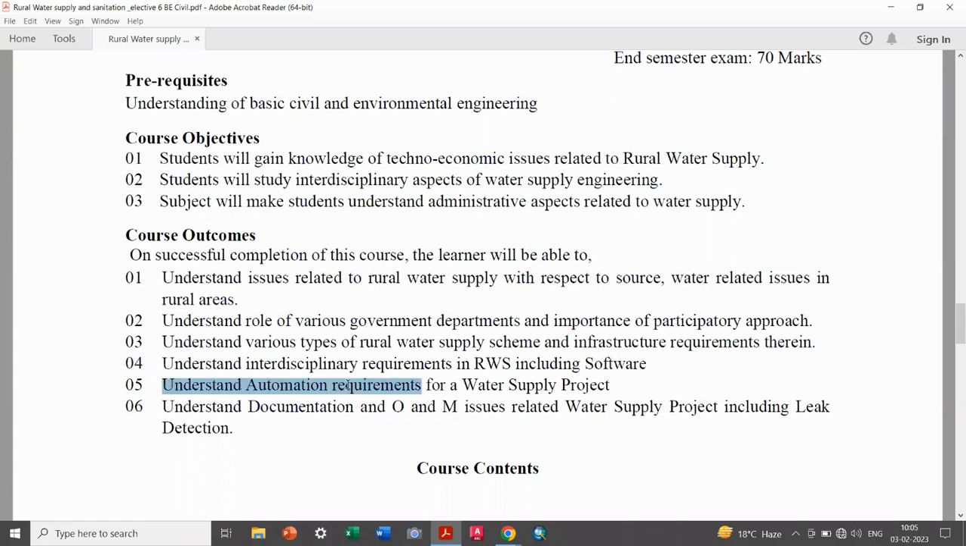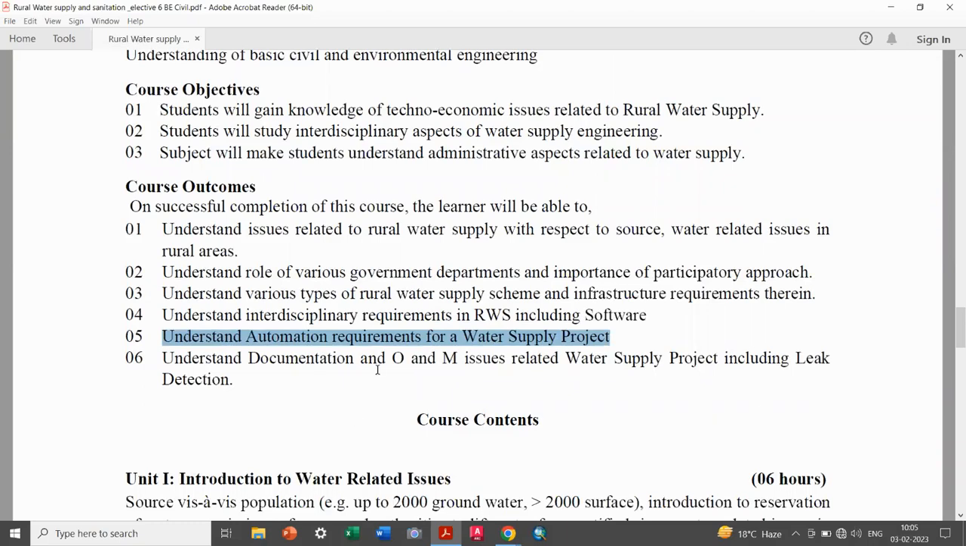Some machinery part related to fluid mechanics will also be considered: design of the pipeline system, different losses, head required, and the HP, that is the size of the motor required, considering the discharge or the volume of water to be pumped at a particular place. Then understand documentation and operation and maintenance issues related to the water supply project, including leak detection. There may be many issues related to leaks, because the pipeline is going through the farms, and due to ploughing or different agricultural operations, sometimes the pipeline may break at some places.